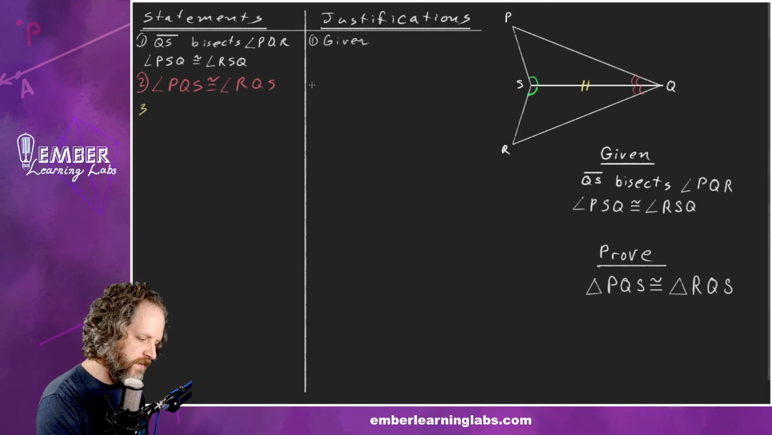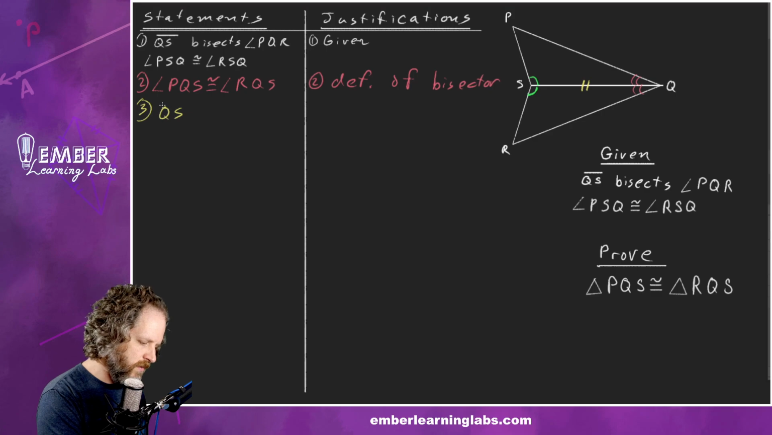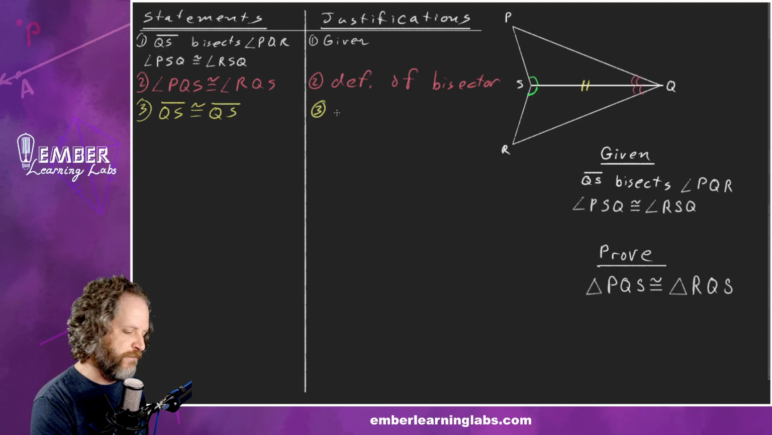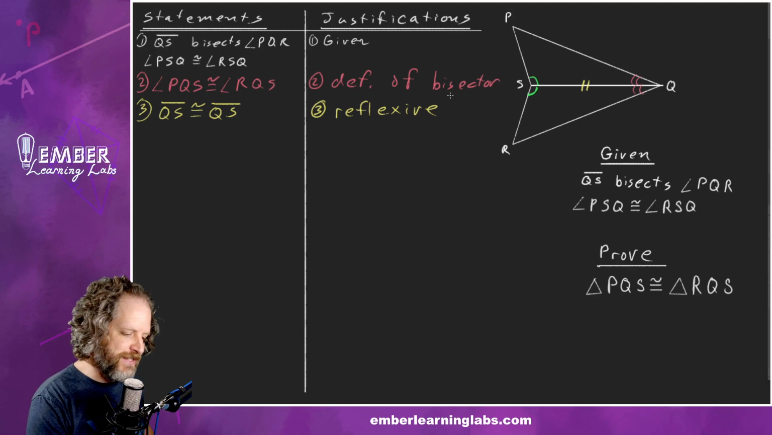So, I didn't write our justification. This right here is definition of bisector, right? So this third step right here is that segment QS is congruent to segment QS because of the reflexive property. Reflexive. That's terrible. Let's try again. Reflexive. That doesn't feel like it's spelled right. I don't know. Reflexive property.